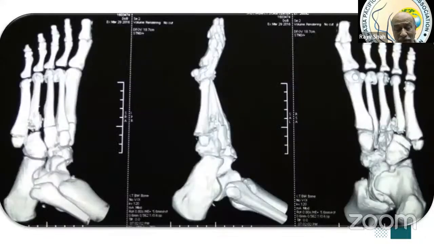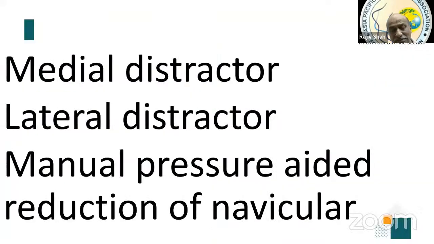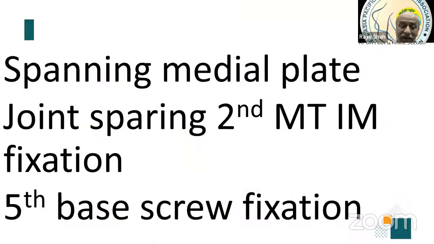Otherwise, we would have put in a distractor, medial as well as lateral, and taken the CT scan thereafter. So looking at this kind of injury, a medial distractor and a lateral distractor were applied, and manual pressure-aided reduction of the navicular dorsomedial fragment was done. And this is how the post-distractor AP and oblique images looked. Then in the second stage, we went in with a spanning medial plate, joint sparing, second metatarsal intramedullary fixation, and fixation of the fifth base was done with screws.